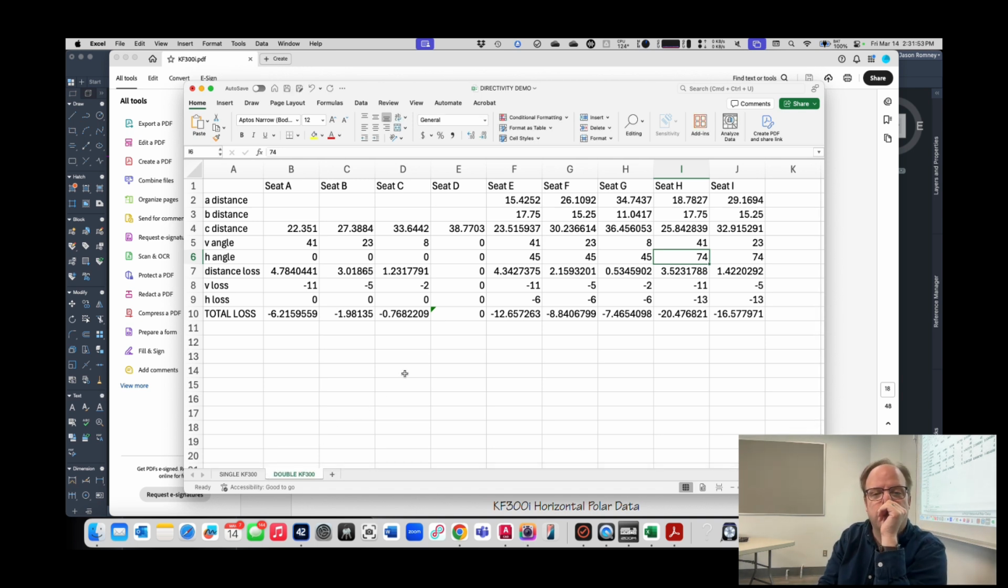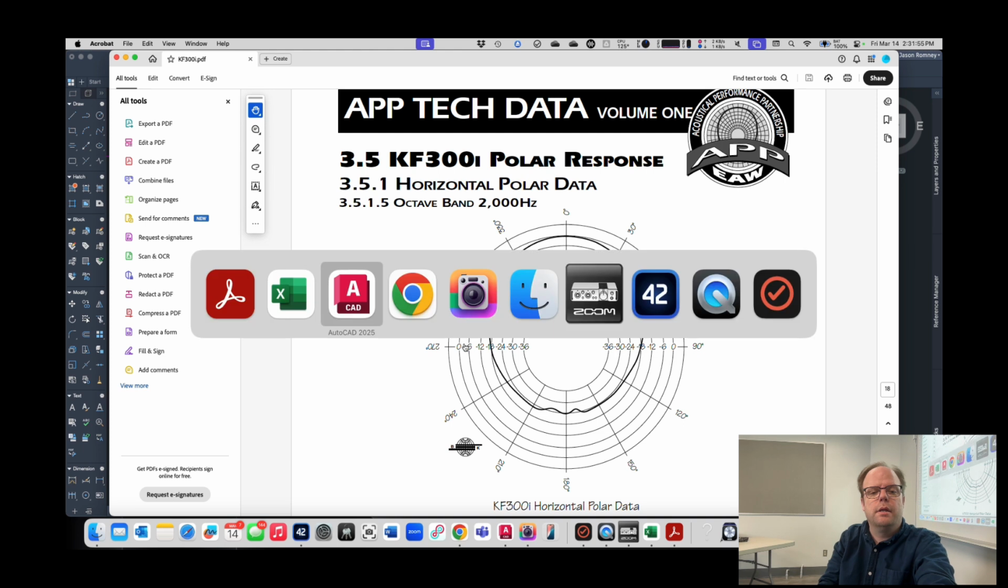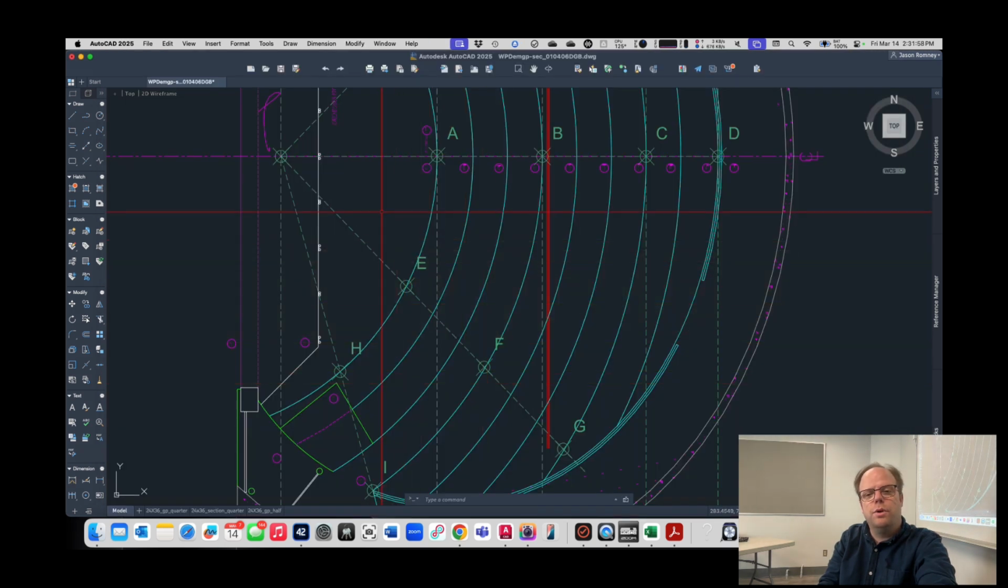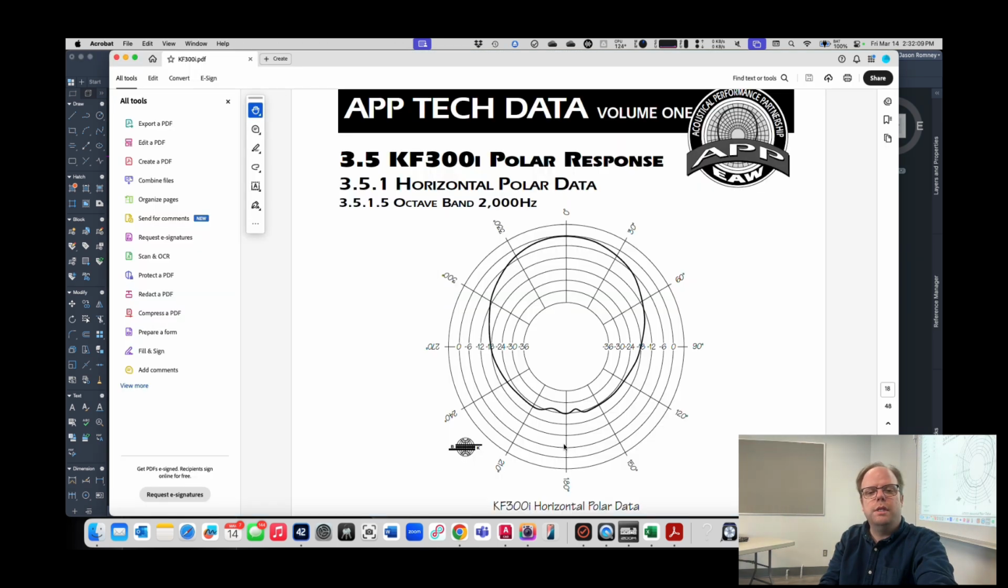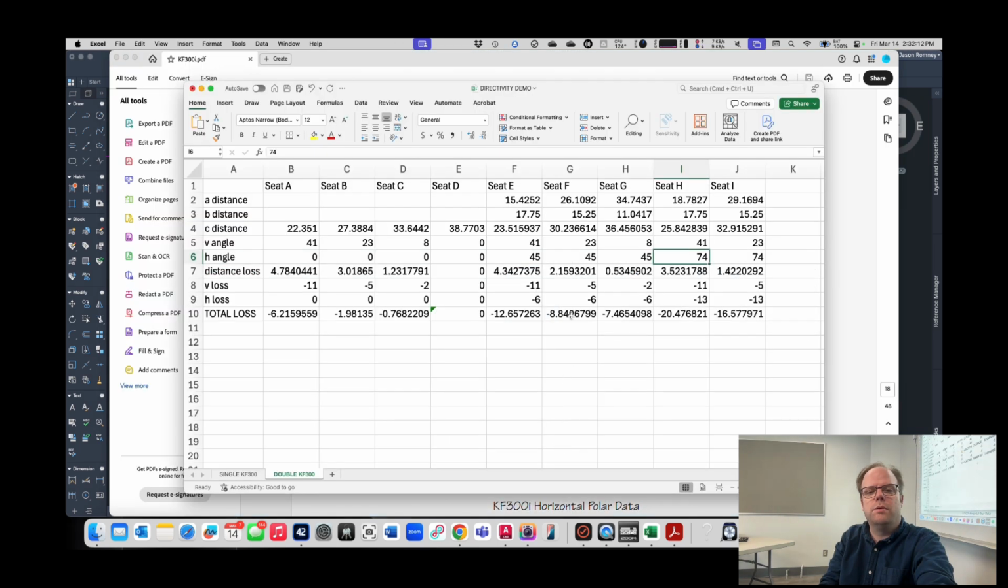So in this case, I'm going to aim this thing on this 45. I'm going to effectively aim it at seat G. So seat G now becomes the 0. Okay, so this is now 0, 0, 0, 0, 0. So now I just have to change all of this.